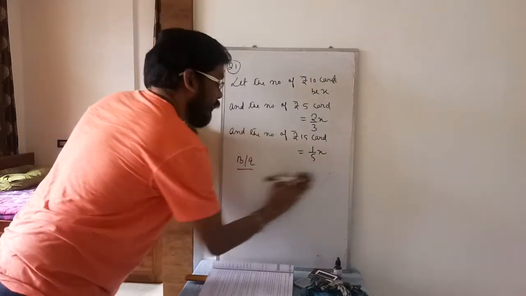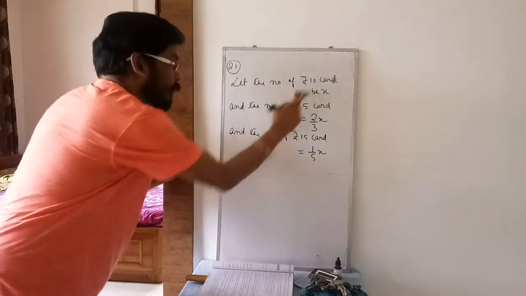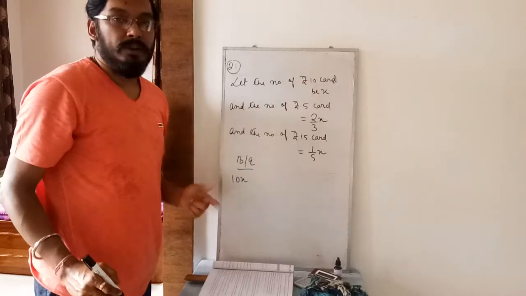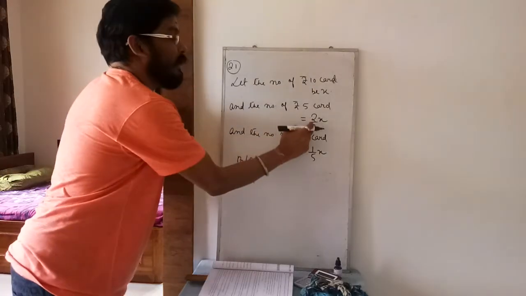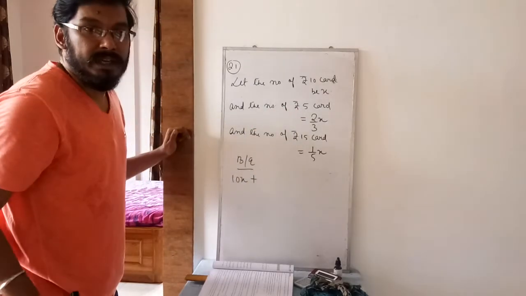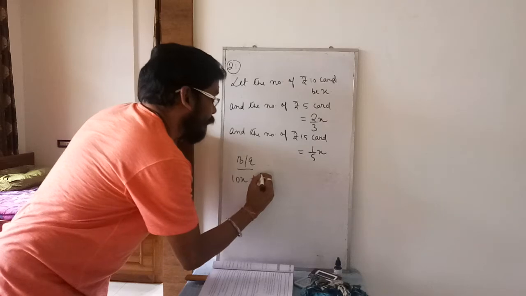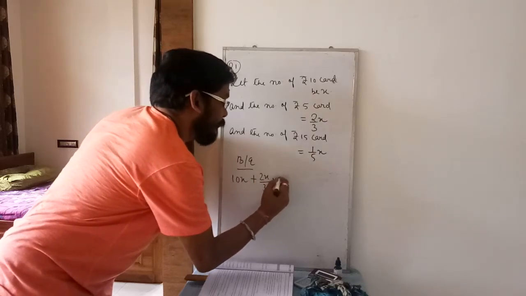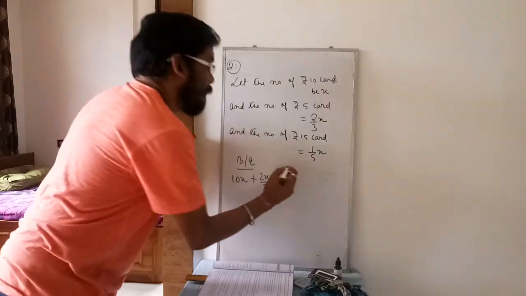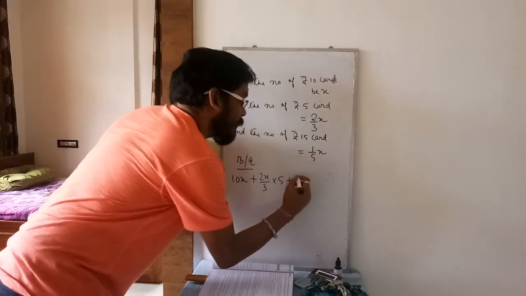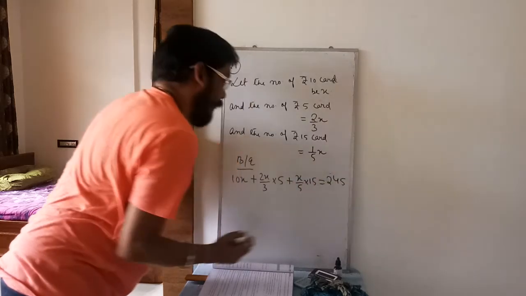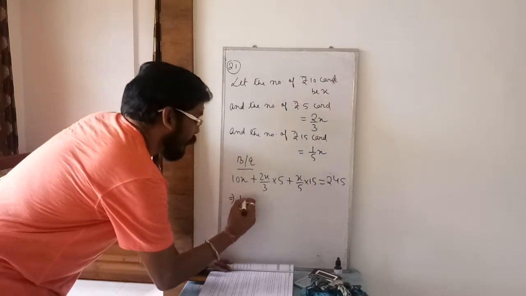I repeat it again here. 10 rupees cards, x. So total money is 10x, because one card is 10 rupees and x cards will be 10x. One 5 rupees card, so 2 by 3x cards is 2x by 3 into 5. One card is 15 rupees, how many cards has she purchased? x by 5. So x by 5 into 15. Total money was how much? 245. So let me do one calculation here.